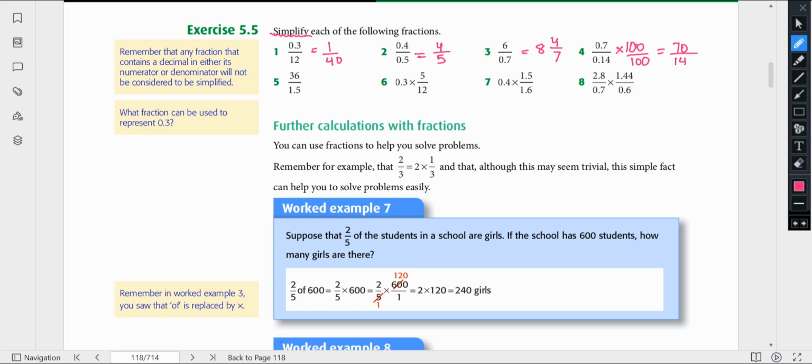Okay, now can we simplify it? Yes, 14 1s are 14, 14 5s are 70.